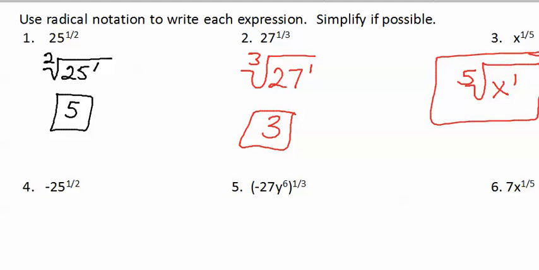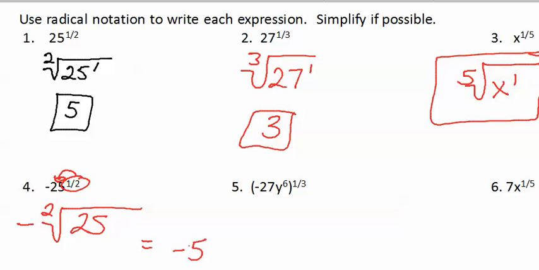If I look at number 4, now this has to do with watching our negative signs. The 1/2 power is only connected to the 25. So I'm going to put the negative on the outside, then make my radical sign and do the square root of 25 to the 1st, which then will be 5, and then I negate that with the negative, so it's -5.